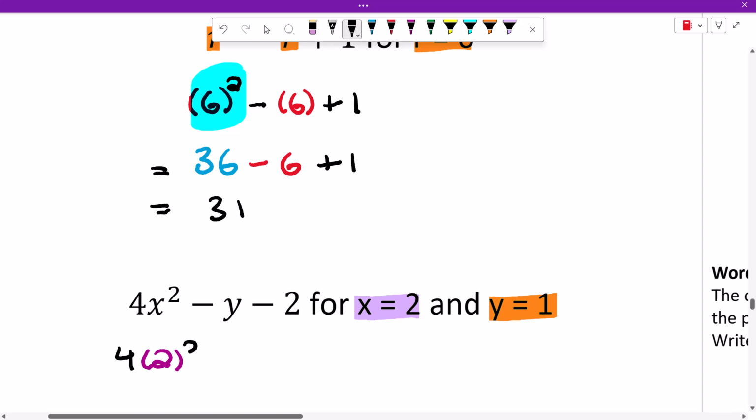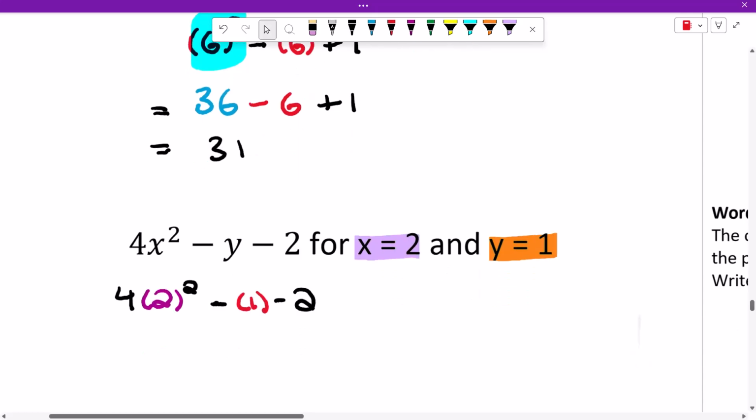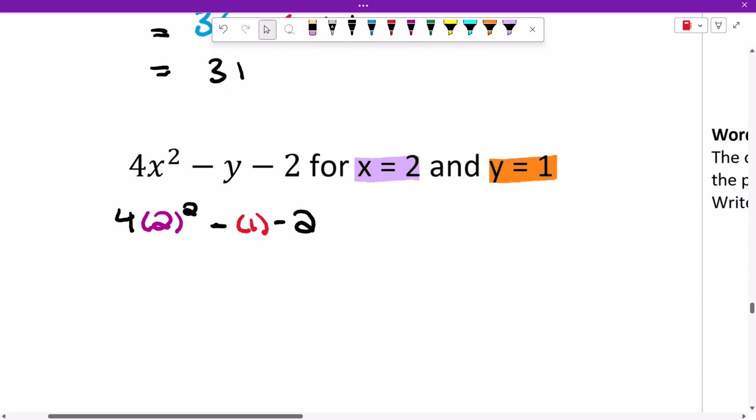Everything else stays the same. We have a minus. Then comes the y value. Put it in brackets. You don't always need brackets, but later on you'll get better at when to put brackets or not. So for now, I'll say always put brackets in, but we'll get better at it. So we replace the x with the x value, replace the y with the y value, and now we calculate.